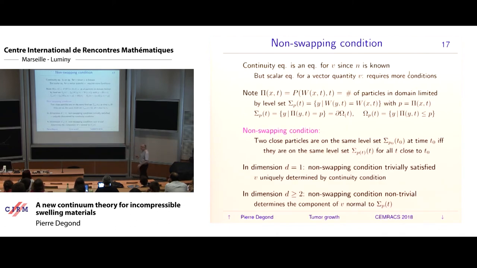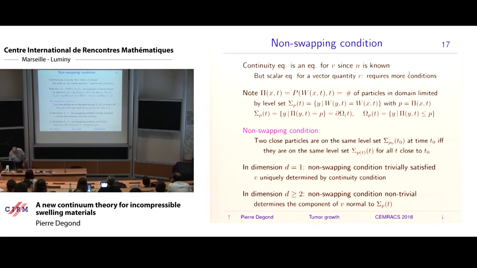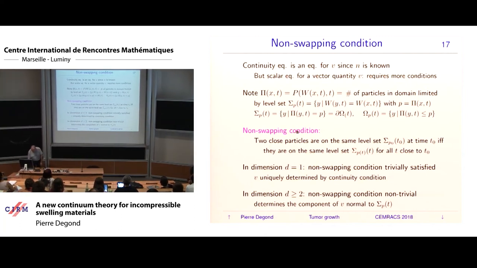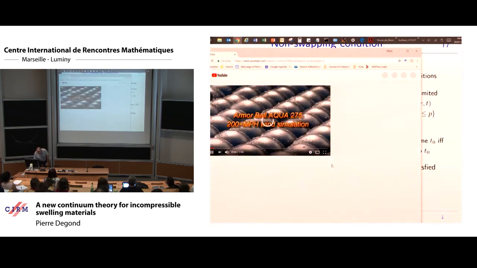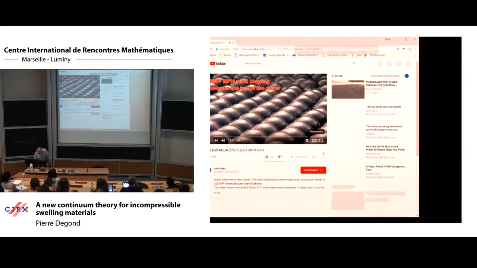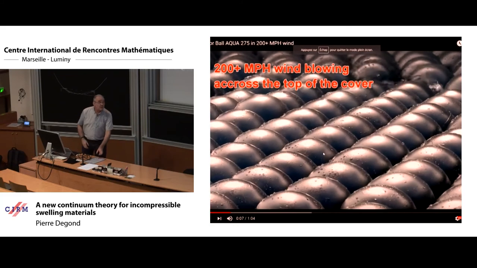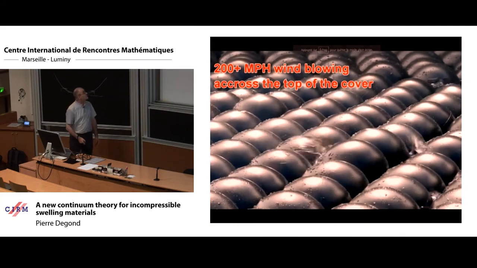And so the first thing that we are going to enforce is called the non-swapping condition. Rather than explaining it in words, let me give you a movie where you will see an illustration of a case where the non-swapping condition is not satisfied. So again, these are shade balls, and this is a commercial from the company.